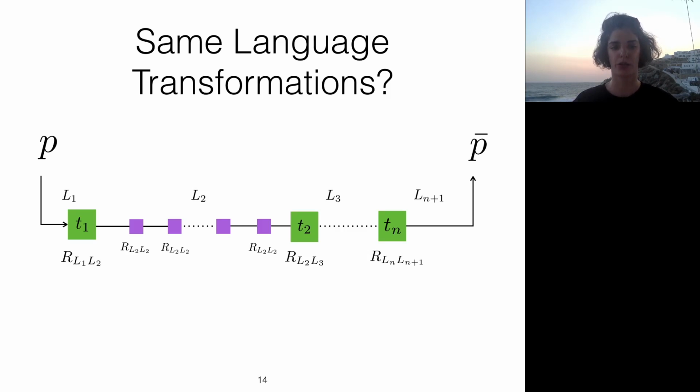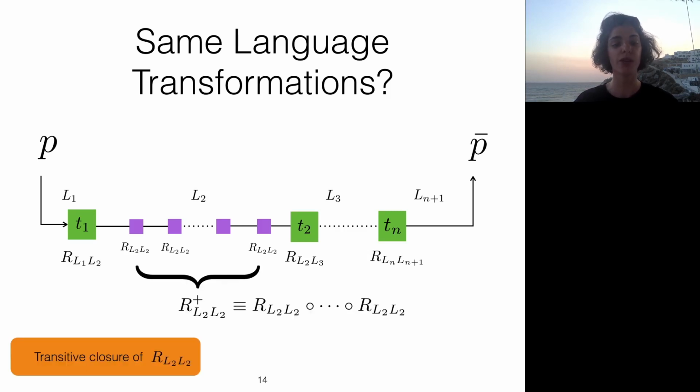In the previous pictures, we implicitly assumed that there are transformations only between the intermediate languages of the compiler. But compilers often have same-language transformations on some intermediate languages. In this picture, for example, we have a series of same-language transformations on language L2 that are verified with the same-language logical relation RL2L2. Note that the sequence of such transformations trivially satisfies the transitive closure of RL2L2, RL2L2+.